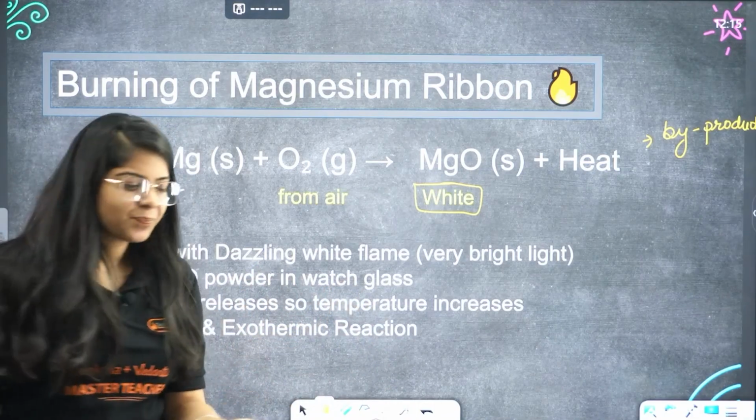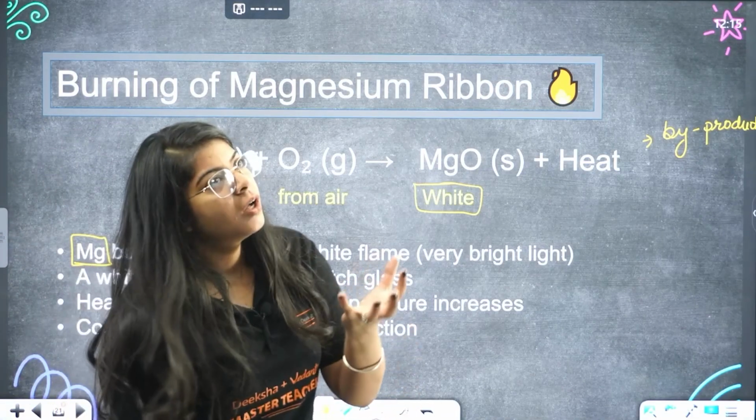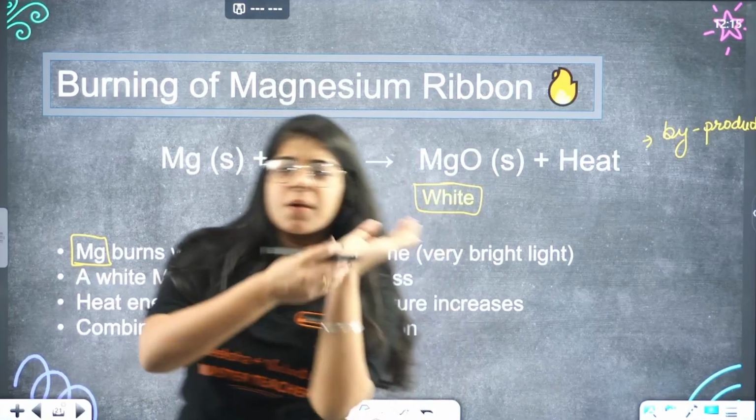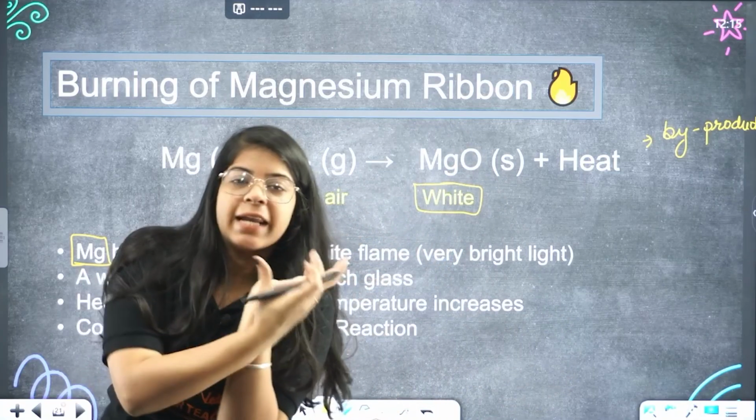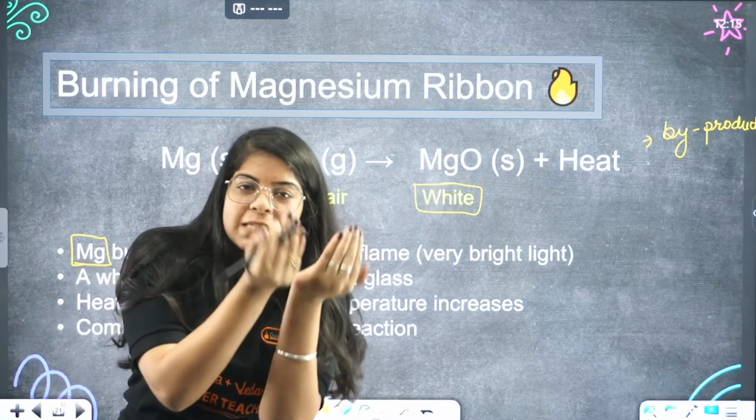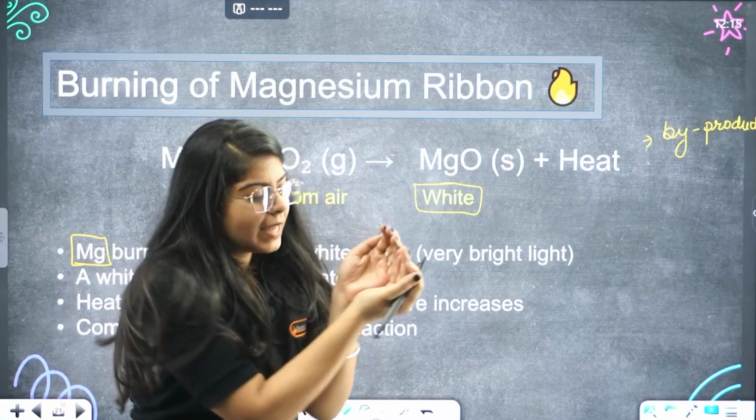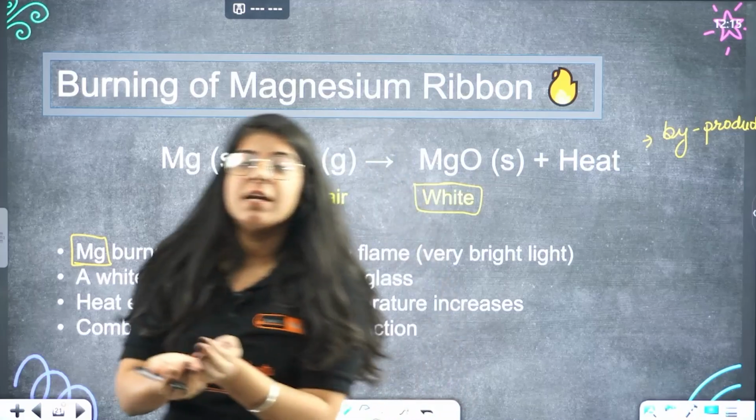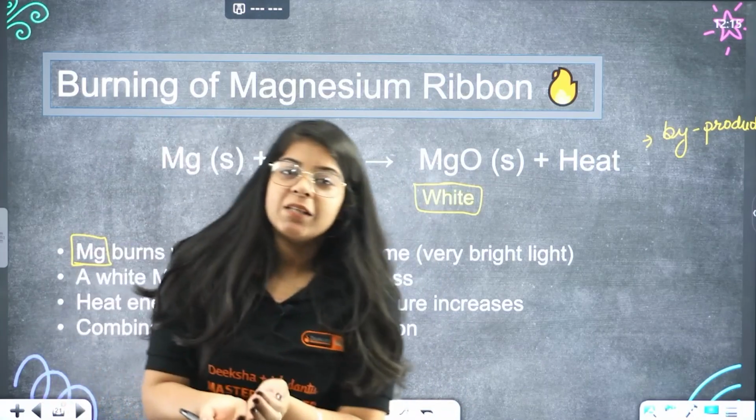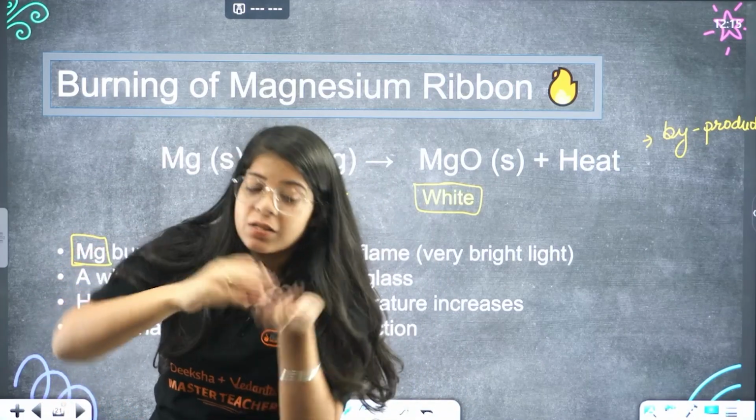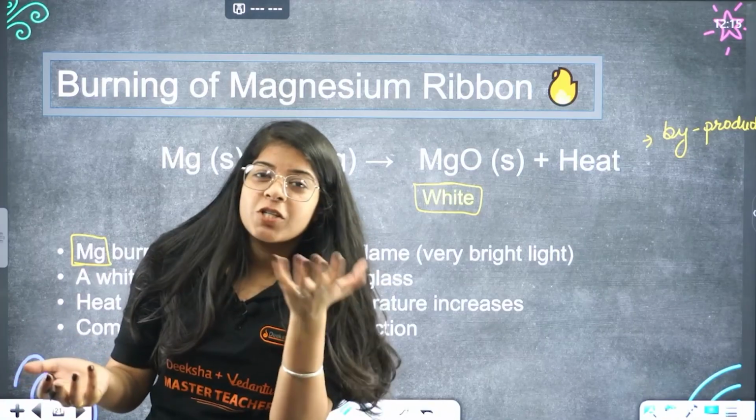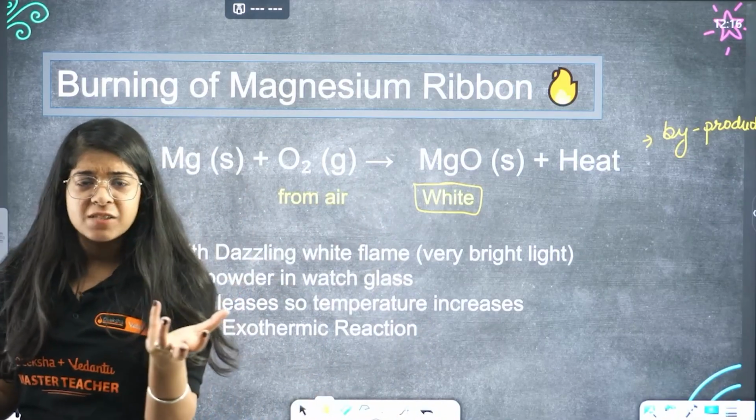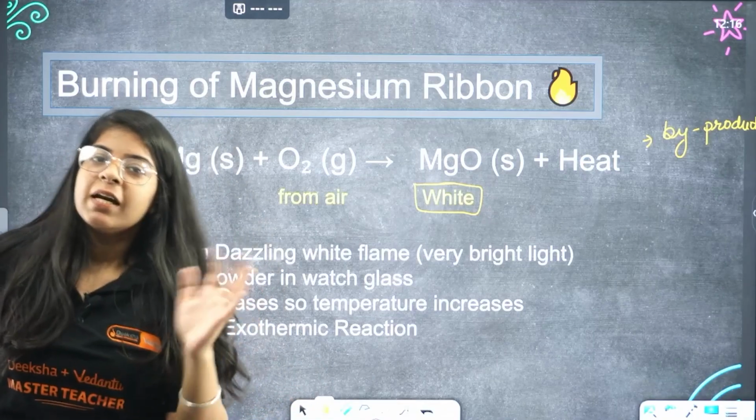Do you know watch glass? It's like a katori. It's like a tray of glass, but a little curved. So we use it in the chemistry lab to make the product and put it in that watch glass. We observe it in the watch glass because it's made of glass, and we can observe it very easily.